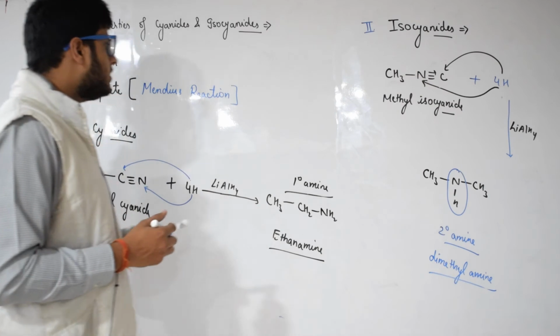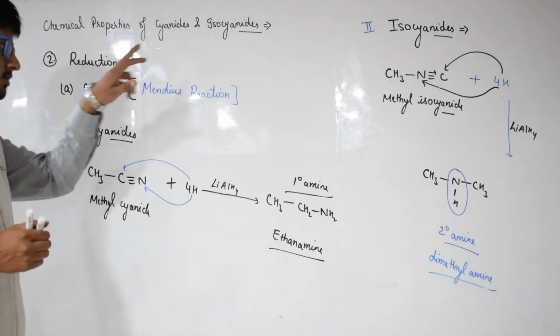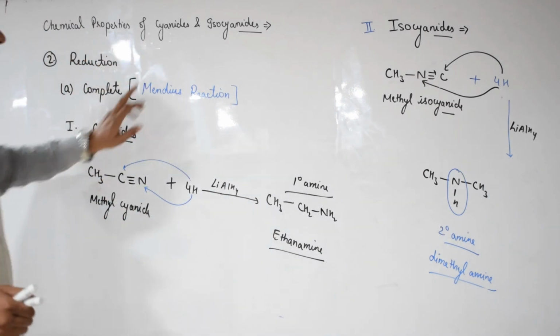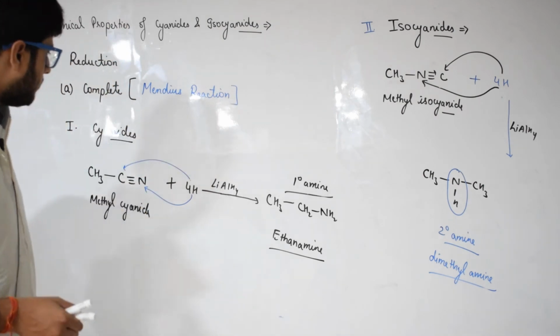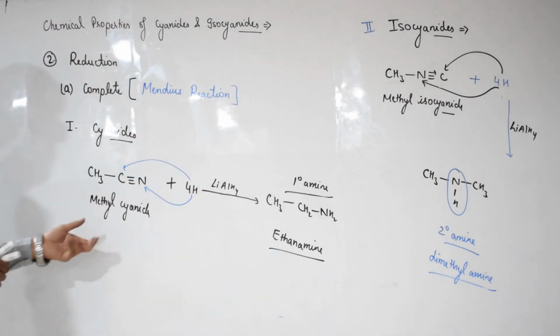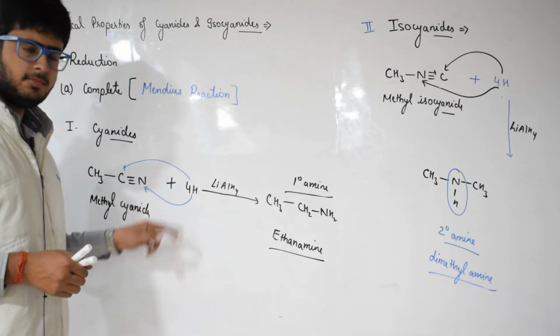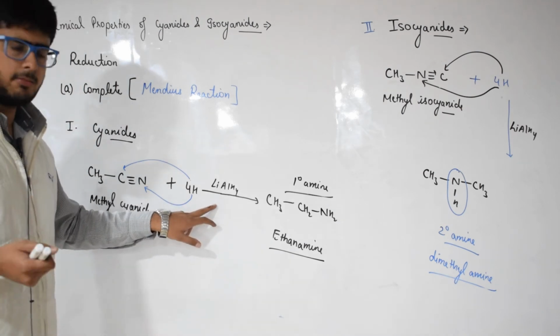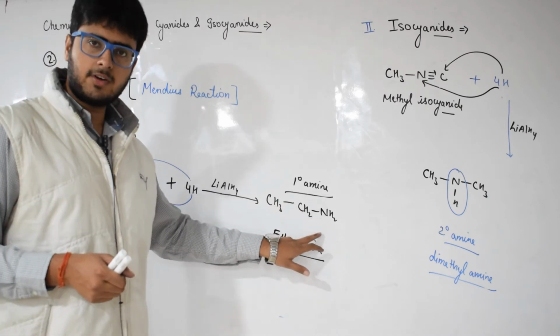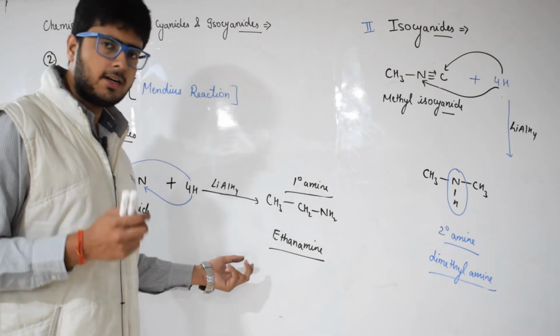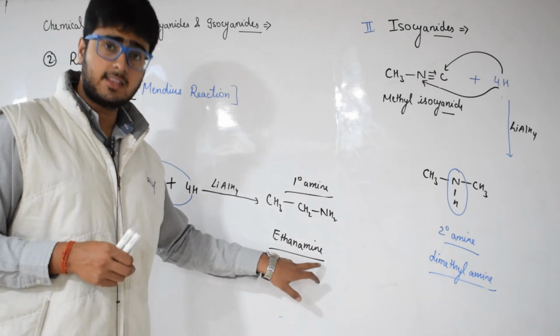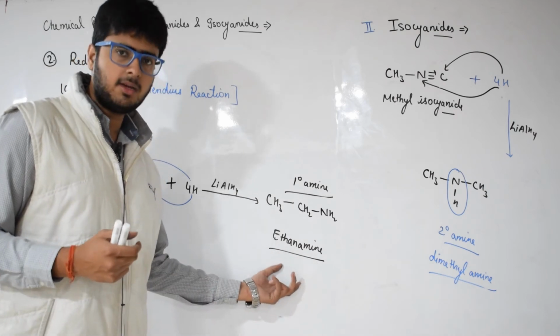Now, this entire process of complete reduction of cyanides and isocyanides is termed the Mendius reaction. So, what happens in case of cyanide? When a cyanide is treated with hydrogen in the presence of the reducing agent lithium aluminum hydride, a primary amine is obtained, and since in this case we have a 2 carbon atom chain, it is commonly called ethanamine, or its IUPAC name is ethanamine.